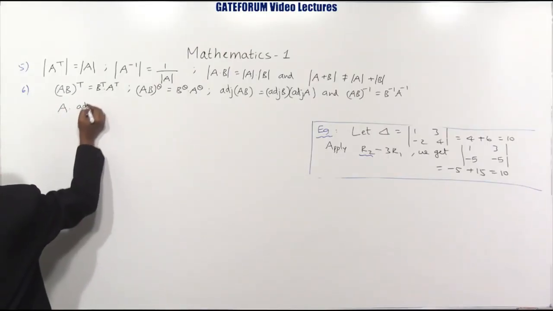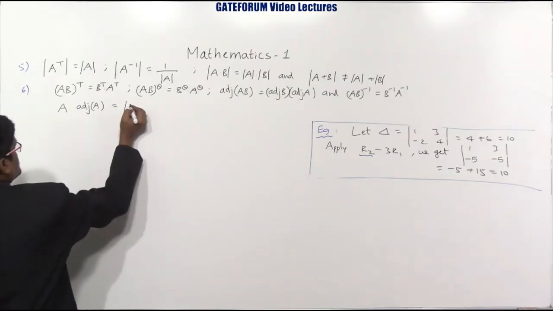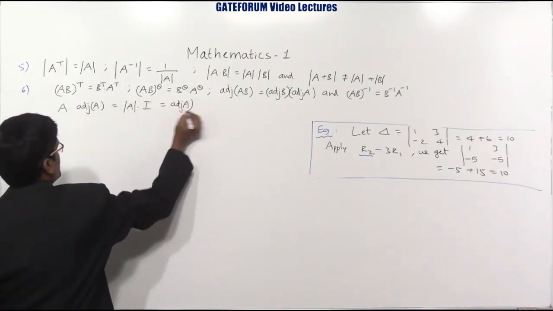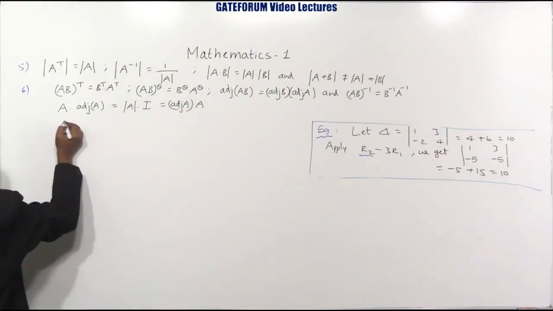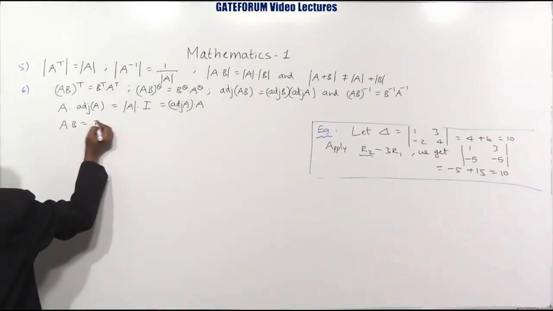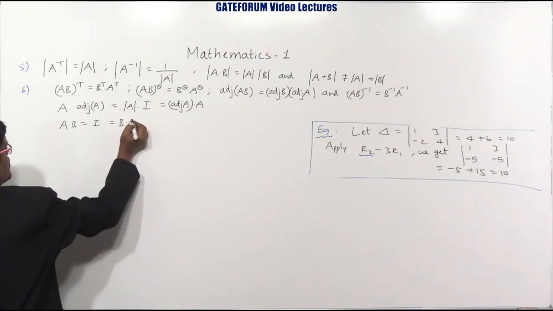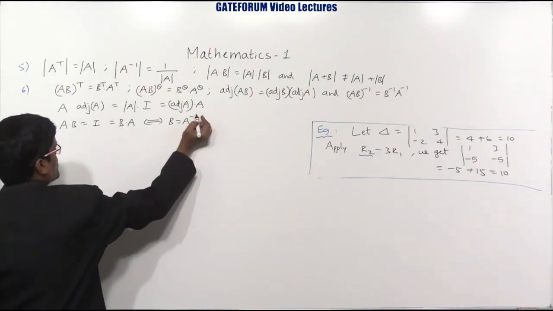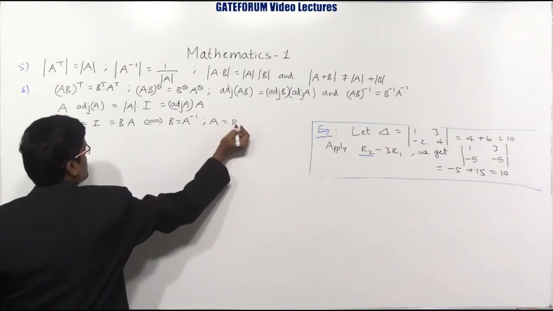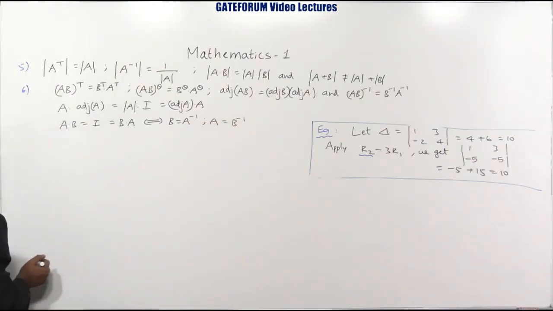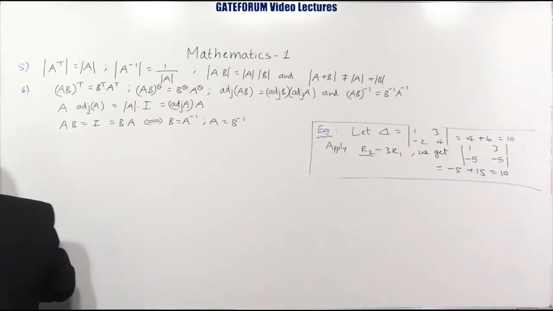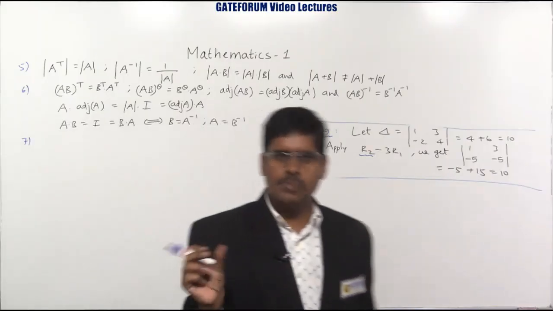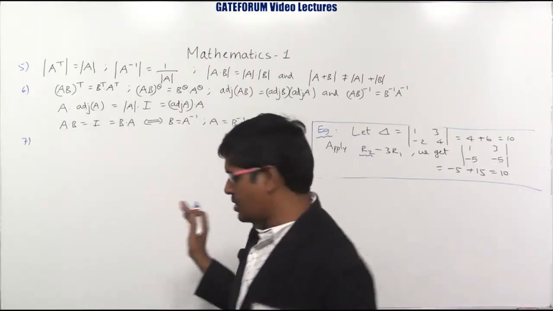A into adjoint A is the same as determinant A into the identity matrix. Similarly, adjoint A into A. When you multiply two matrices and get the identity matrix in whichever order, AB or BA, one is called the inverse of the other. B is equal to A inverse. Similarly, A is equal to B inverse. Okay. Next. They can ask directly statements like this or simple examples, prove that, or which options are satisfied, etc.